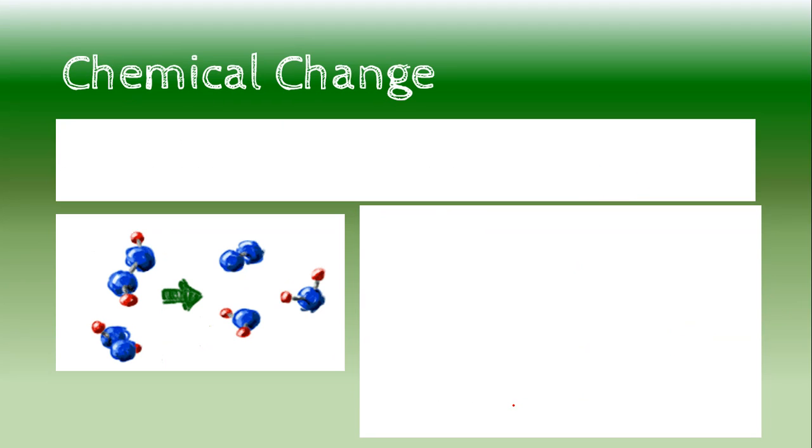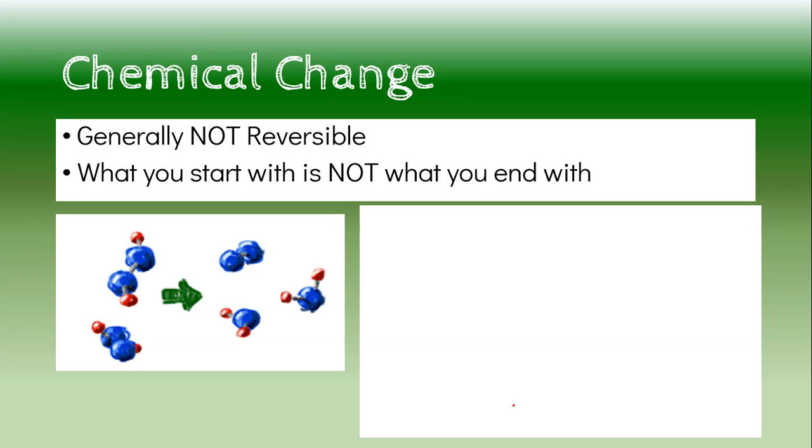Nothing has changed. So we're going to flip over to our chemical changes, or chemical reactions. These are generally not reversible. We call them irreversible. Once again, there are exceptions to the rules. So the better chemistry definition is: what you start with is not what you end with. I like to shorthand this as our reactant does not equal our product.